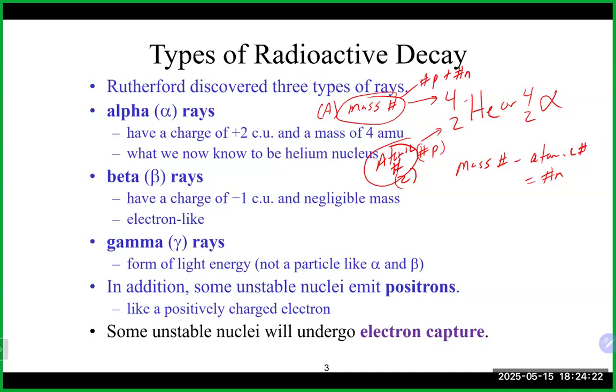Beta particles or beta rays, they are essentially electrons, as they like to call them. And they have the beta symbol.